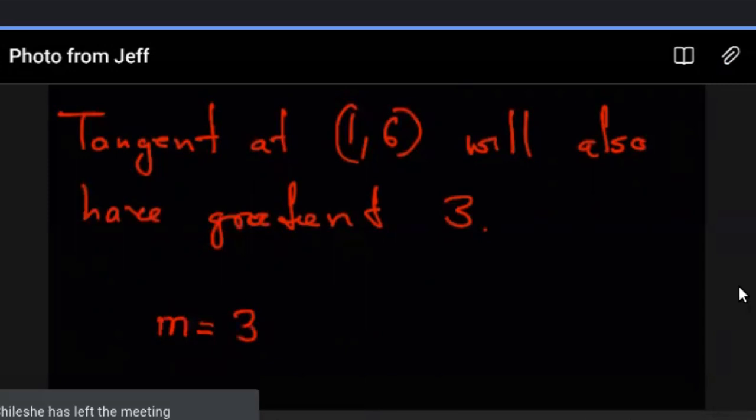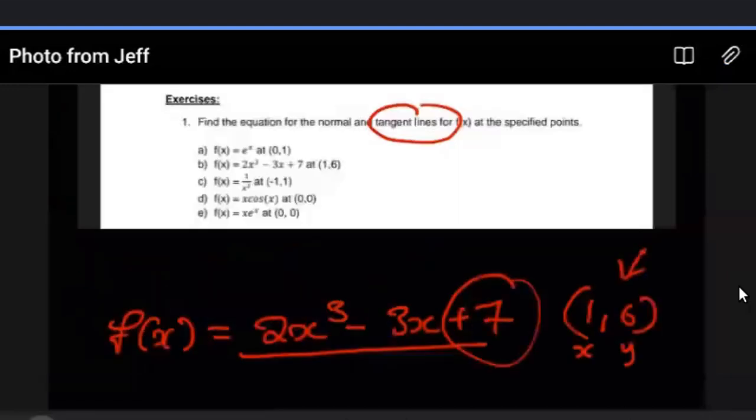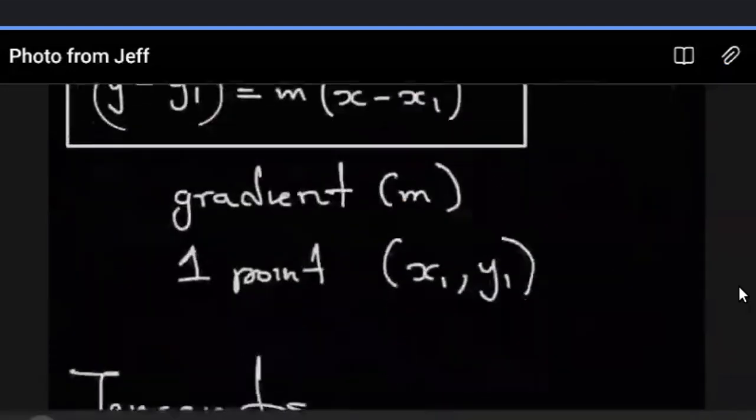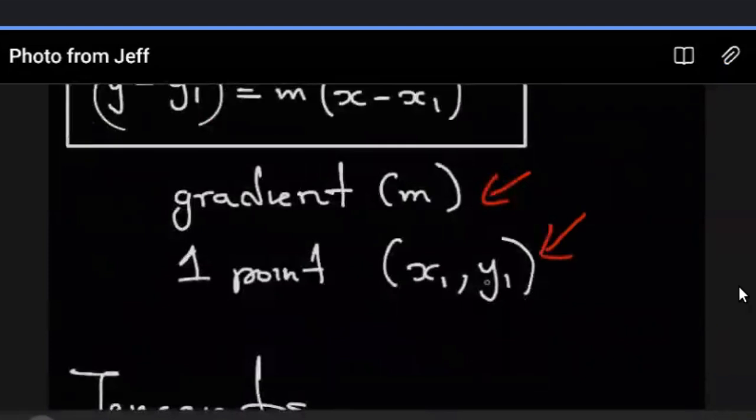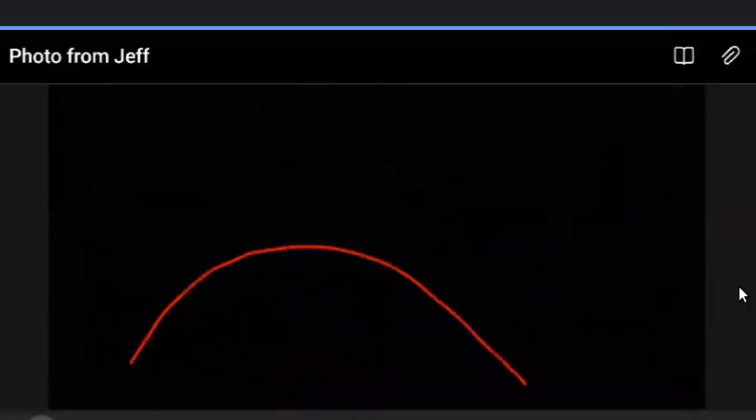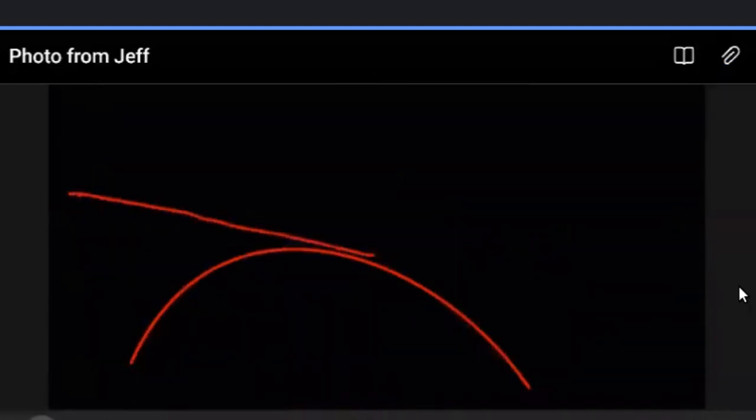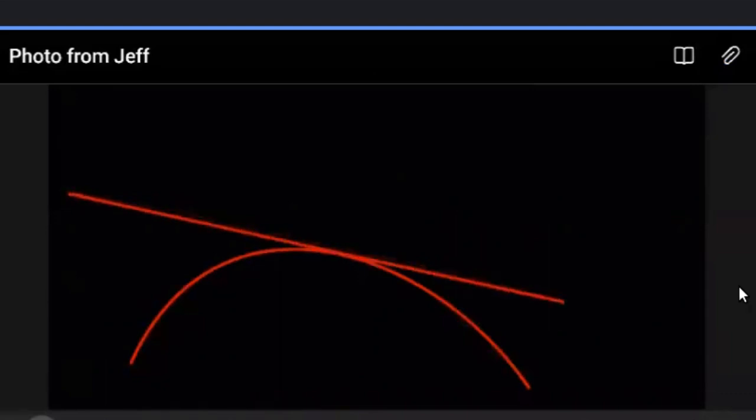To get the equation of the tangent, we needed two things. We needed the gradient, and we needed one point on that line, on the tangent line. But guess what? When a tangent line is drawn at a specific point, the question actually gives you what this point is. In this case, it is (1, 6).